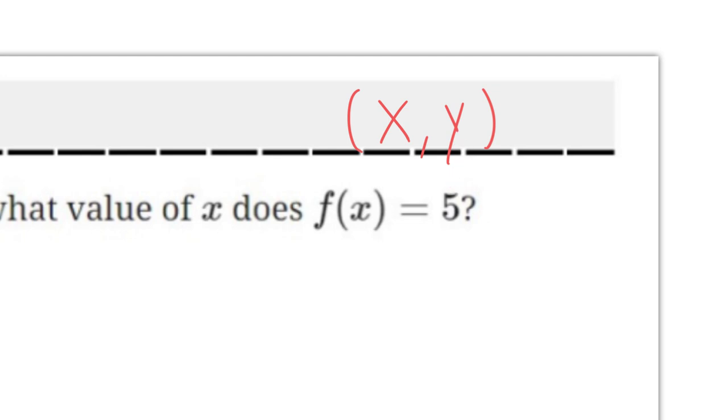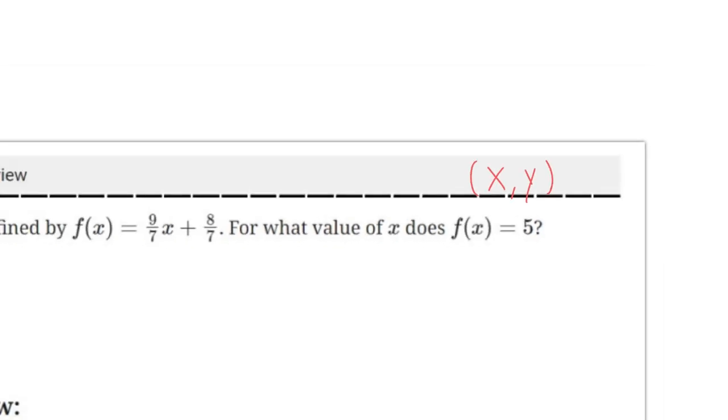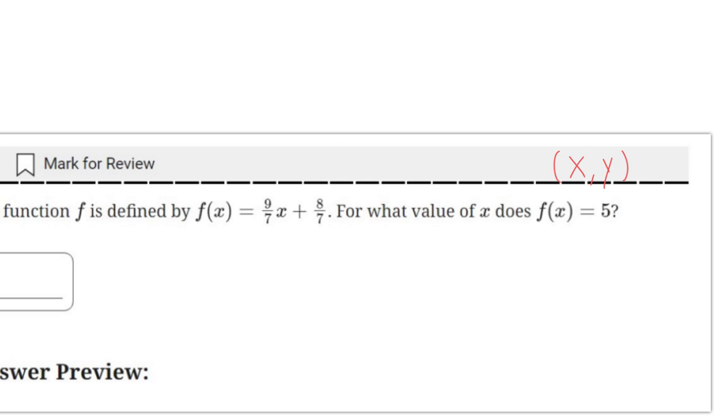Okay, so that could be helpful to remember because you could sort of think of this question as saying, when y is 5, what does x equal? Okay, I'll say that again. When y is 5, what does x equal? So when y is 5, now you could treat this as though it's y, by the way.